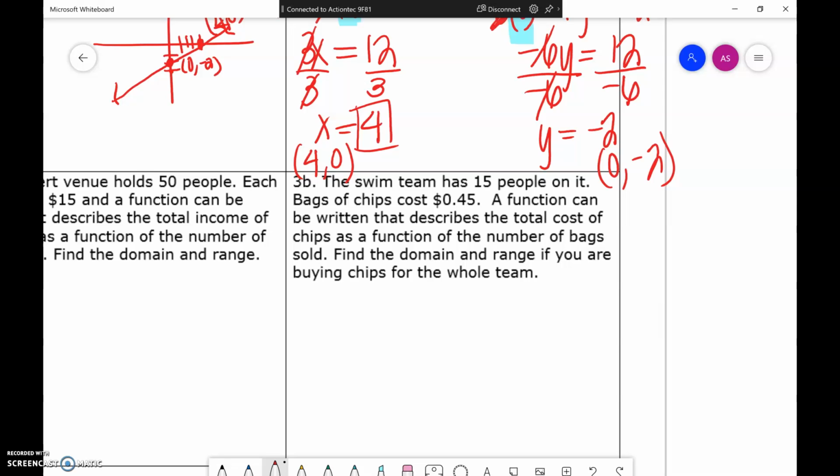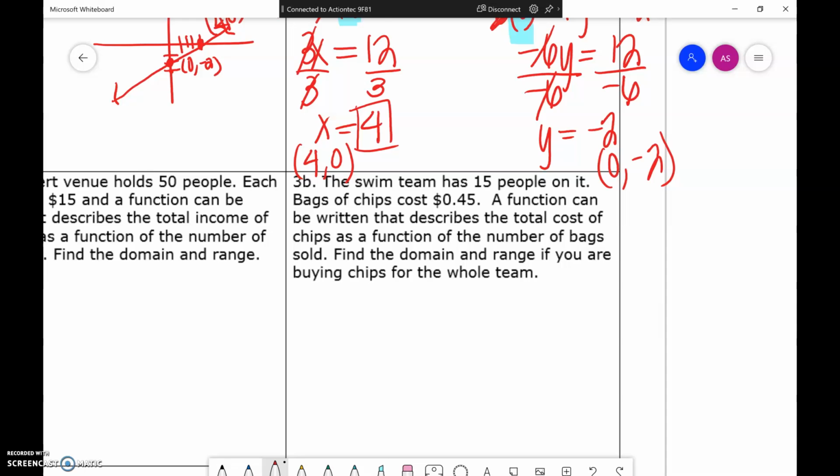So the swim team has 15 people on it. Bags of chips cost 45 cents. A function can be written that describes the total cost of chips as a function of the number of bags sold. Find a domain and range if you are buying chips for the whole team. So before you even start, you want to think about, what did we just read? So we have the Shadow Creek swim team. They're going to be getting bags of chips. So I don't know, Funyuns, Takis, Cheetos, Doritos, just different chips.